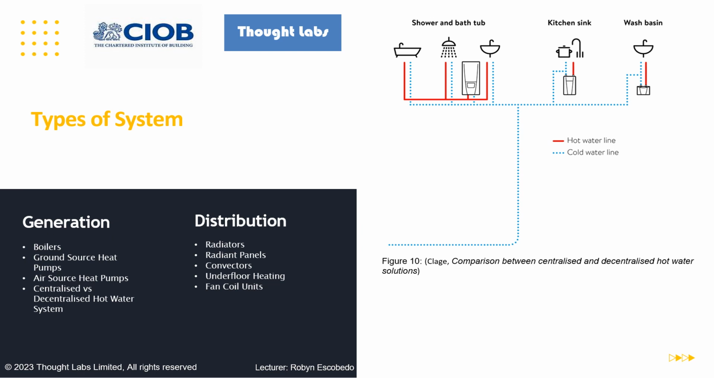Obviously, this would have a space, cost and maintenance implication. Pipework is also required to distribute the hot water to the various outlets. But hot water can be independently generated at point of use. As you can see on the right, these 2, kitchen sink and wash basin, are independent generators of hot water. However, they will still need a cold water supply.